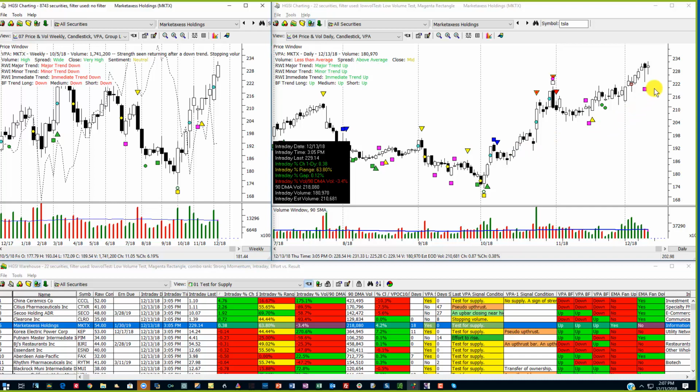So a nice stock. I wouldn't really chase it right now, but it's possible that it can continue to go a long way. Look at this volume. This is called a volume crescendo.